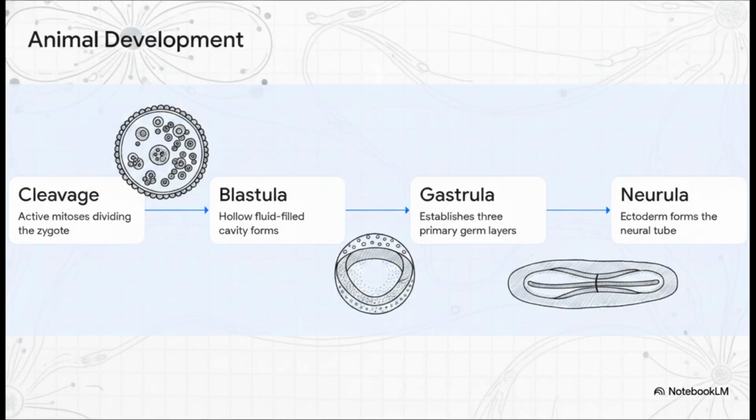Now, what's really interesting about this is the architectural process of animal development. It's just breathtaking. From a single zygote, rapid active cleavage forms a hollow fluid-filled blastula. Then, cells actually migrate during the gastrula phase to establish 3 primary germ layers. Finally, in the neural phase, the ectoderm elongates to form the neural tube. It is literally a miraculous microscopic choreography.